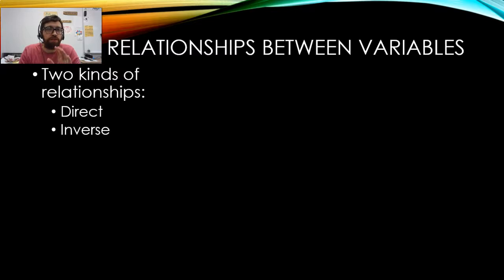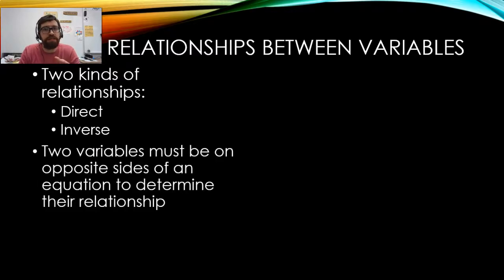All we need to do is look at any equation, and we can easily tell what the relationships between two variables are if those variables are on opposite sides of an equation. If two variables are on opposite sides of an equation, it's easy to determine their relationship. I can see it real easy. So for instance, here's an equation. Imagine A equals B over C. We've had lots of equations already in this format.